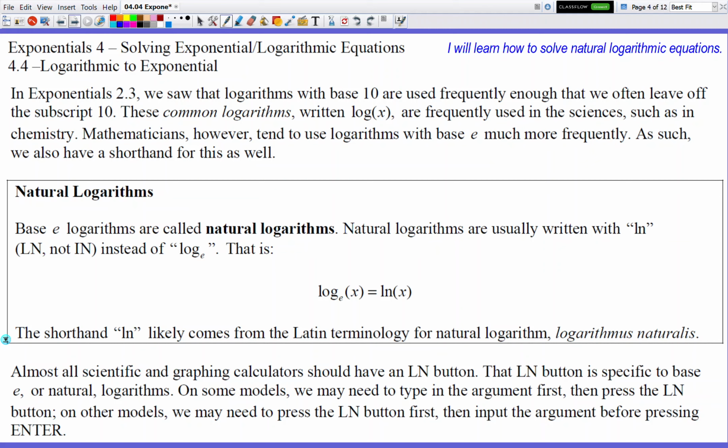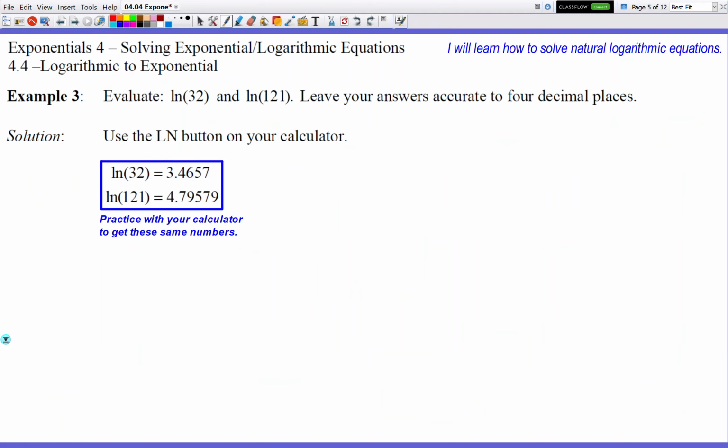So if you ever see a log base e, you might see it replaced with the letters ln. Okay, so they're kind of interchangeable. So log base e, ln, they're going to be interchangeable. So you're going to see me do that in some of the problems right now. All right. Okay, oh, this slide, sorry.